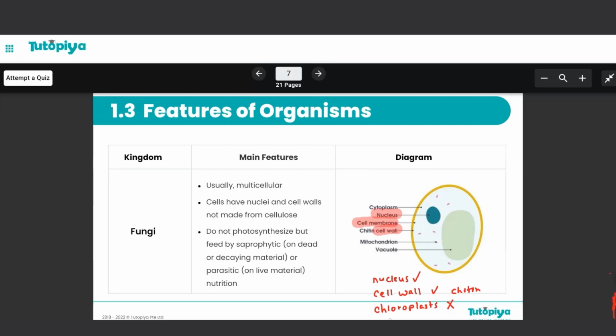Now, once again, the fact that fungal cells do not have chloroplasts means that they do not photosynthesize. And if they don't photosynthesize, they cannot produce their own food. So how then do they get their nutrition? They get their nutrition by feeding saprophytically or parasitically. So they feed by saprophytic or parasitic nutrition. So this is about kingdom fungi. We're done with that as well.